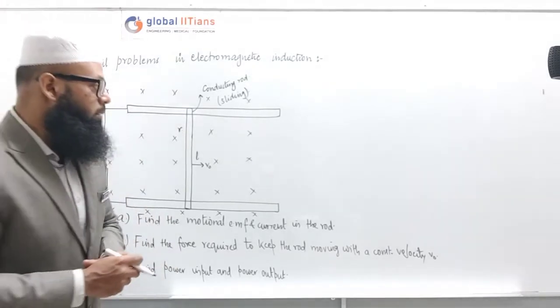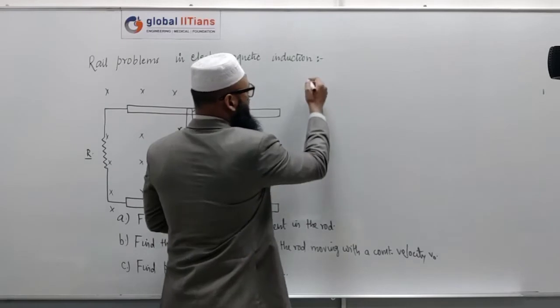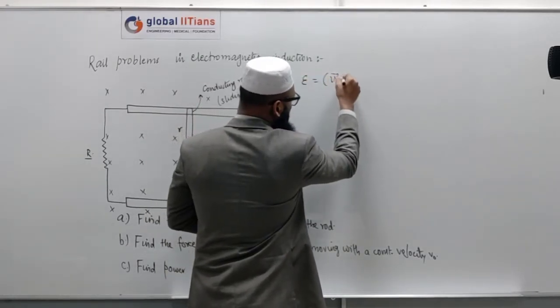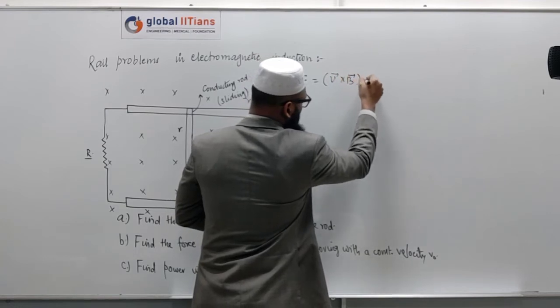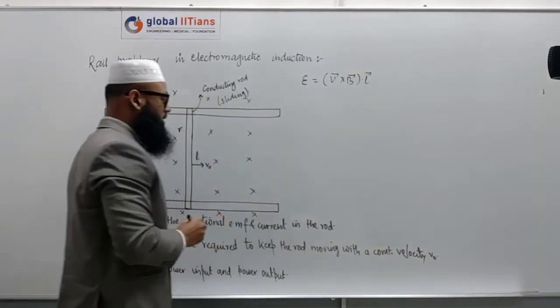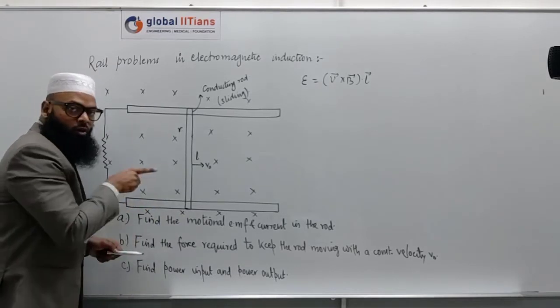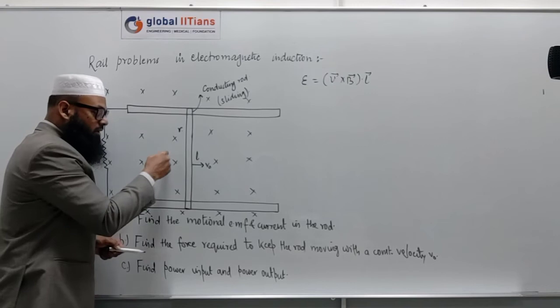Okay. Now the EMF induced, the motional EMF, is given as E is equal to V cross B dot L. Now in this case the motional EMF will be how much? Let's try to calculate. Velocity is in this direction, magnetic field is inwards.